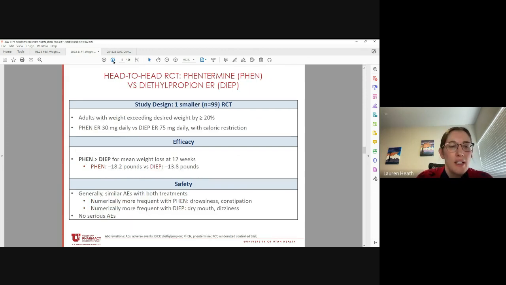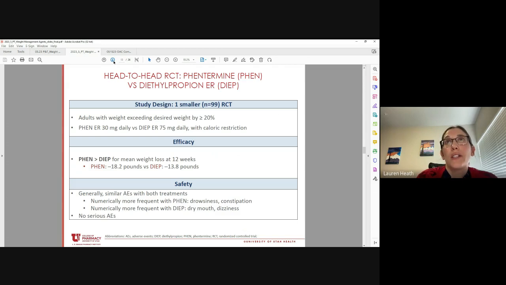Next slide, please. The last head-to-head trial was a smaller, older RCT comparing the short-term agents phentermine 30 milligrams and diethylpropion 75 milligrams in combination with caloric restriction among adults with an unspecified BMI, but a body weight described to exceed their desired weight by at least 20%.